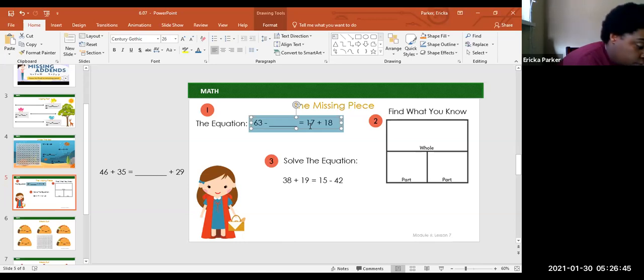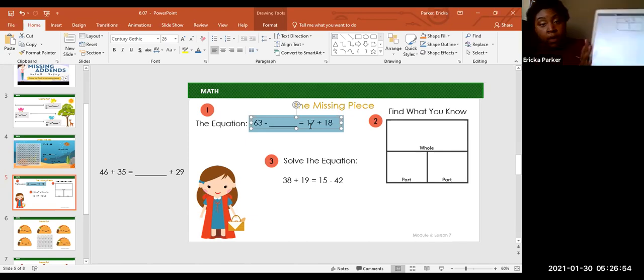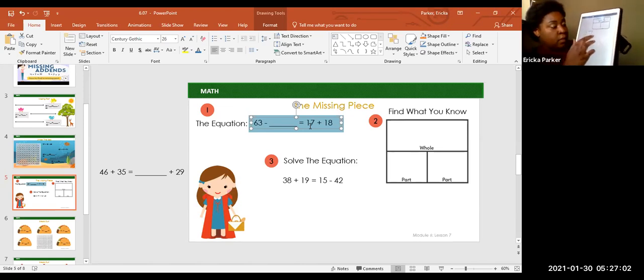Okay, I just need to do a fresh sheet. Sorry, everybody. My little sheet didn't really work out the way I wanted it to. Okay, so it should be looking like this. Okay, we got 60. We know that's 63. We need to figure out what that equals. So we can do 17 plus 18.